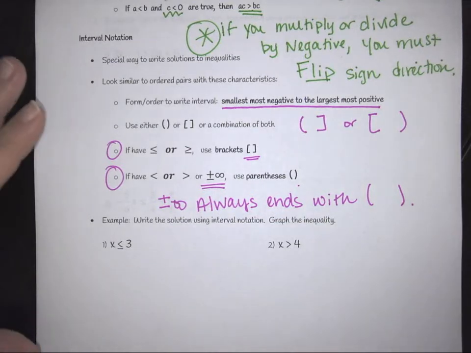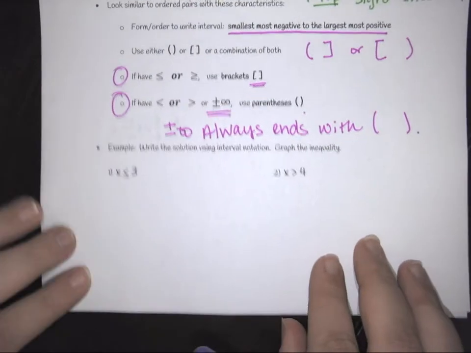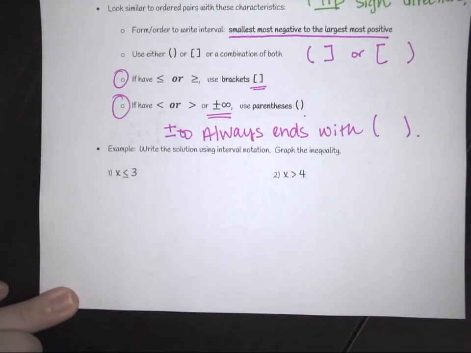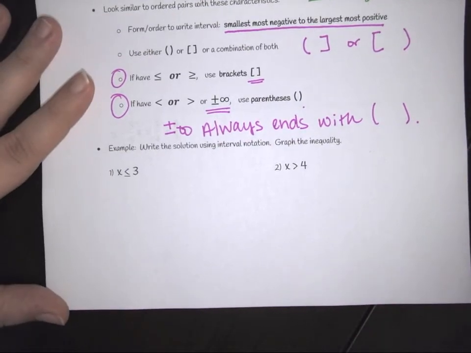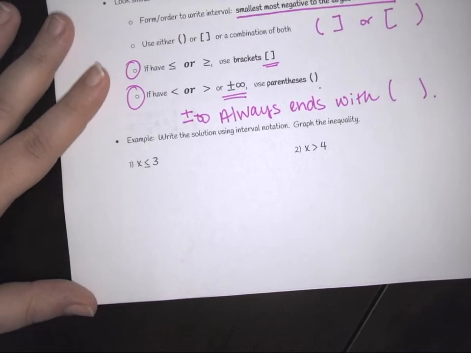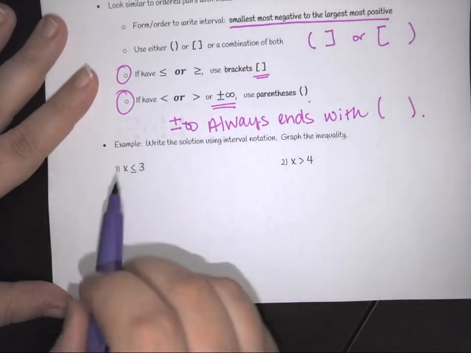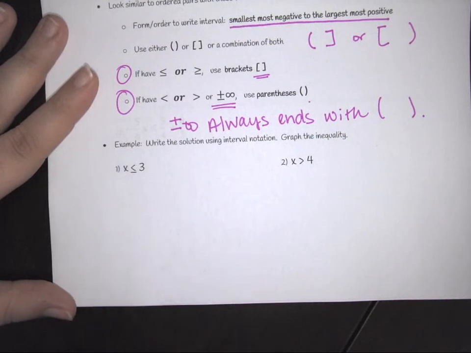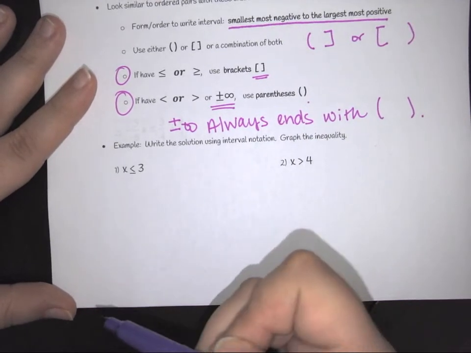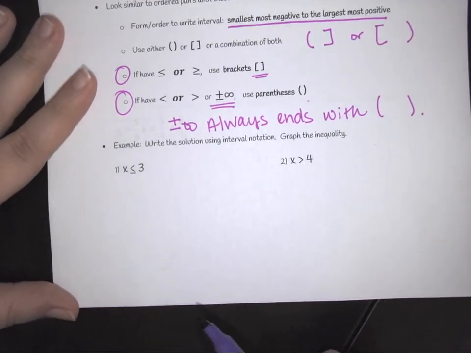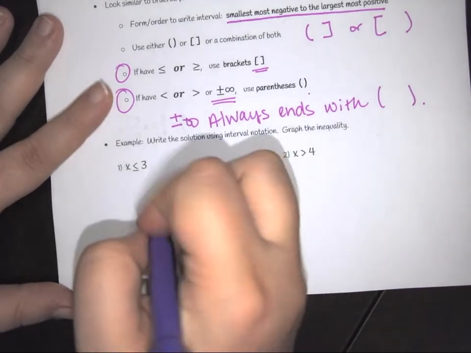So let's look at a couple examples, just so that we can get an idea of what it is that you generally do. Here we've got a twofold answer. The first is we need to write our solution using interval notation. The second says we need to graph the inequality. First, let's look at the interval notation. Here, I am looking at all x values that are less than or equal to 3. So this is telling me that 3 is the biggest.